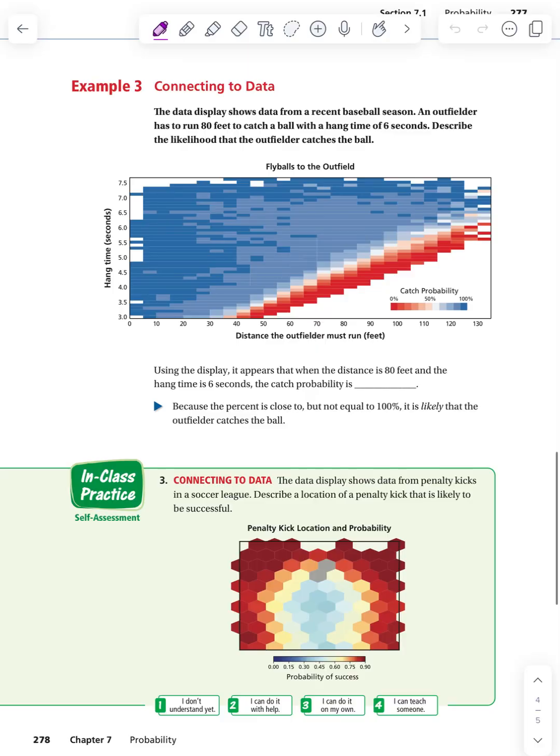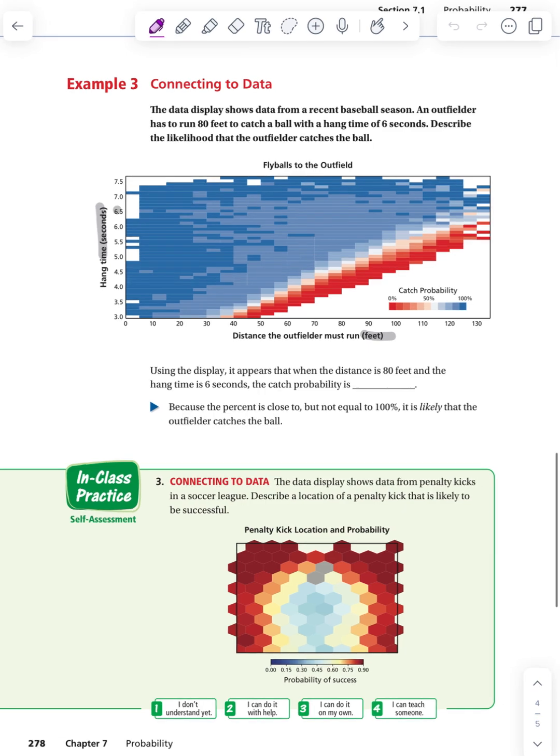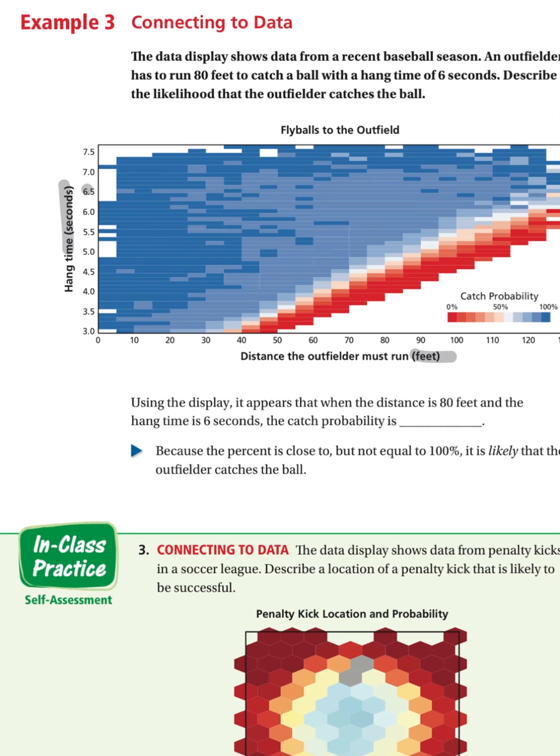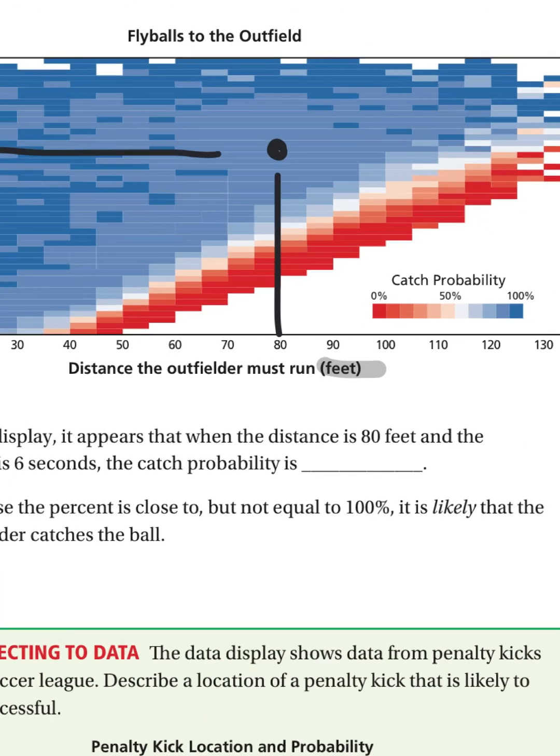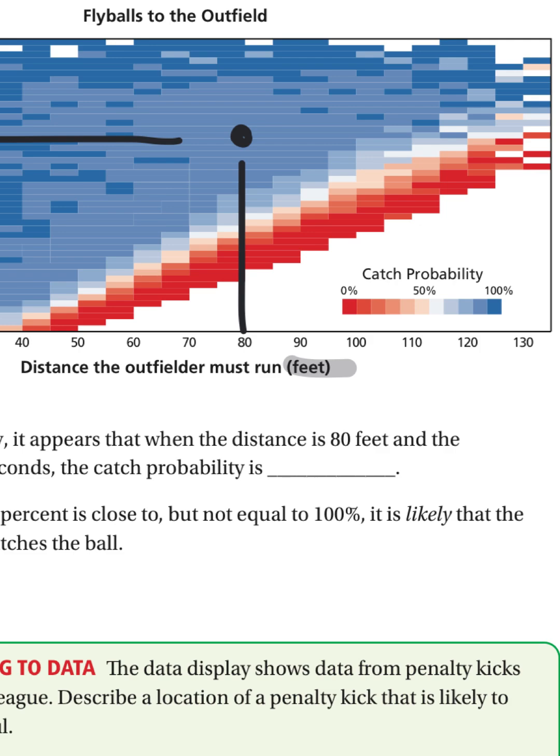Okay, last example. The data display shows data from a recent baseball season. An outfielder has to run 80 feet to catch a ball with a hang time of 6 seconds. Describe the likelihood that the outfielder catches the ball. Well, notice feet is on the x-axis and hang time is on the y-axis. So I'm going to find the point 80 feet, 6 seconds. So 80 feet, 6 seconds should be about right here. That's that light bluish area. I'm not exactly 100%, but I think it's somewhere in here.